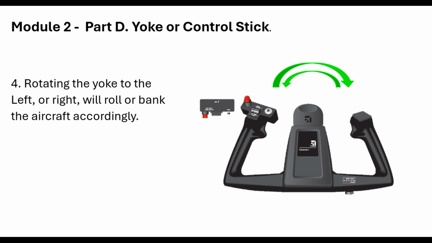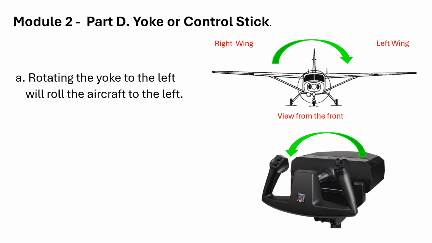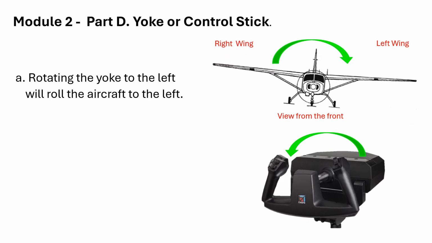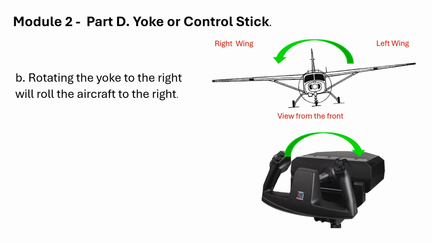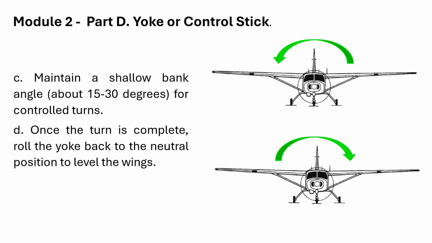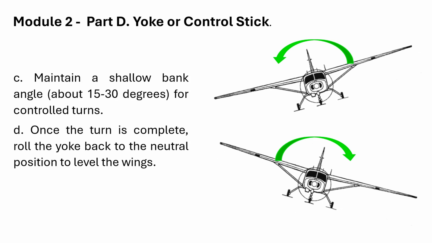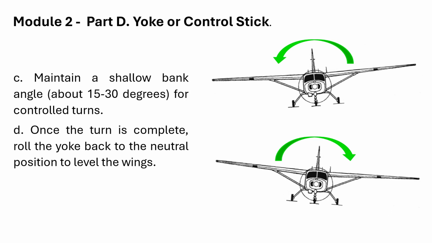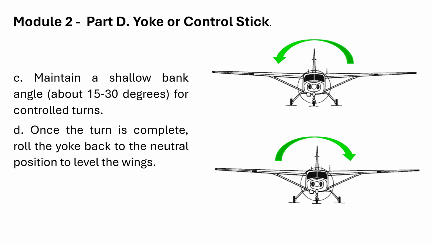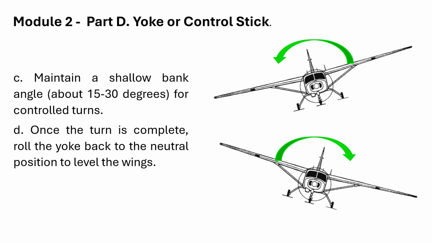4. Rotating the yoke to the left or right will roll or bank the aircraft accordingly. Rotating the yoke to the left will roll the aircraft to the left. Rotating the yoke to the right will roll the aircraft to the right. Maintain a shallow bank angle of about 15 to 30 degrees for controlled turns. Once the turn is complete, roll the yoke back to the neutral position to level the wings.